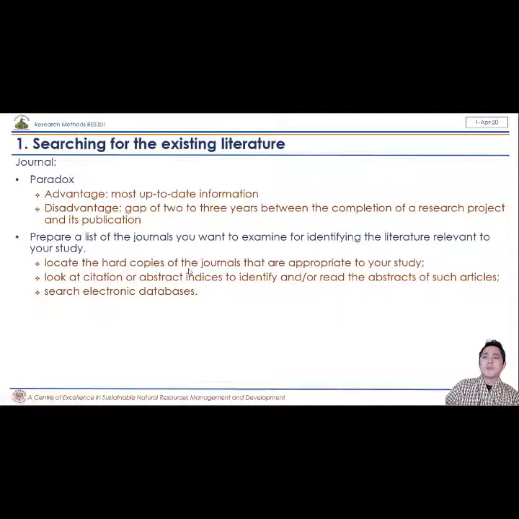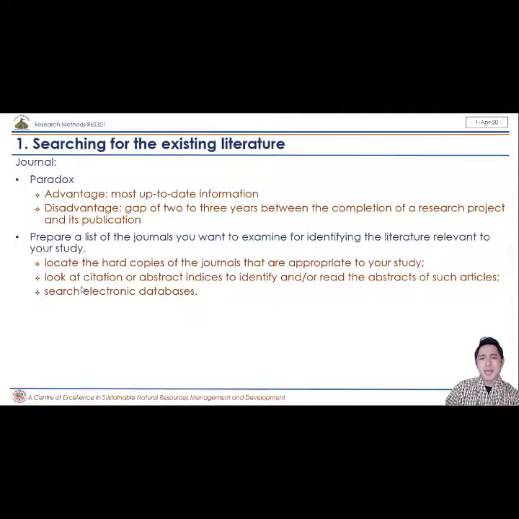Look at the hard copies of the journals. Most of the libraries will have the printed versions of the journals kept in the library. Look at those ones. Some of the journals will have just the citations and abstracts of the articles that are published in their journal, which can be in the form of a booklet. So try to get those booklets and read them to get some information about your study area. And lastly, we can also search the electronic database to search for journals.